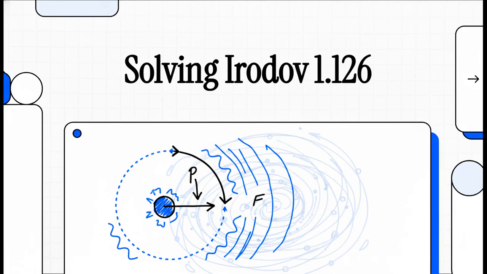All right, let's dive into a real classic today. We're tackling problem 1.126 from Irodov's legendary physics collection. It's all about power and circular motion. And if you've ever found these problems just a little bit tricky, trust me, you are in the right place. We're going to break this thing down together.